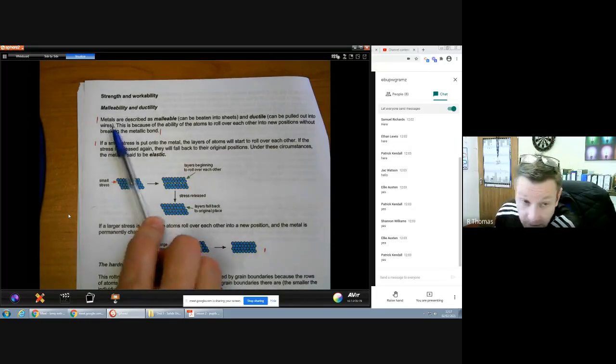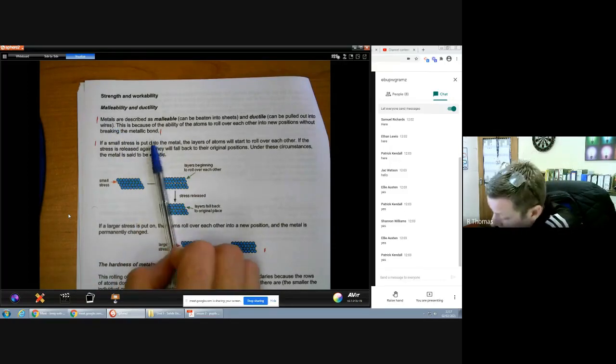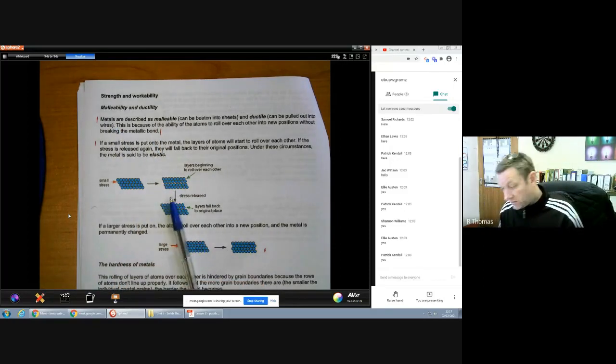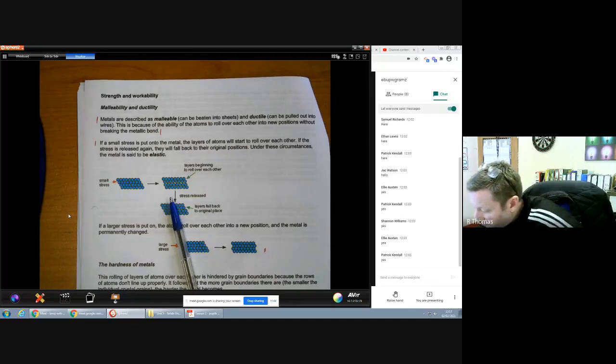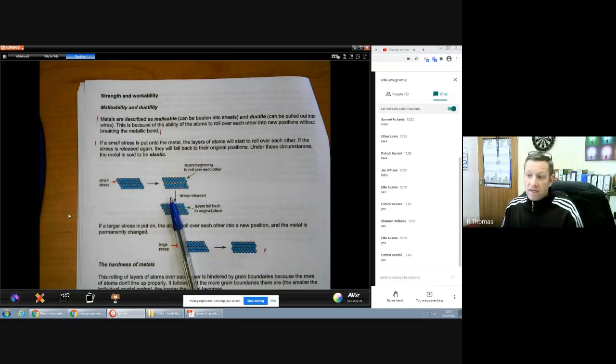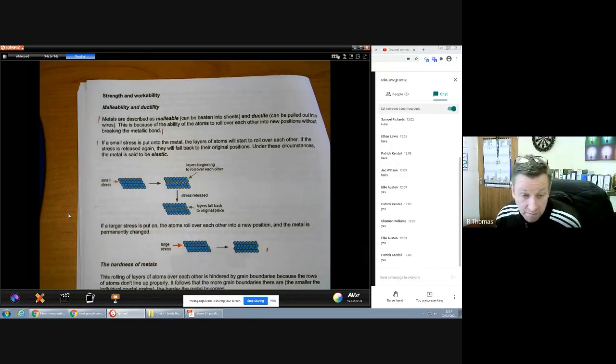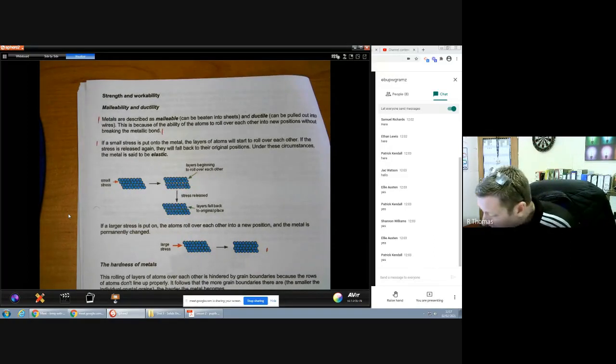So metals are essentially described as malleable, which means they can be, it says beaten, it's a bit extreme, they can be beaten into sheets. So they can be drawn out, thinned out, stretched, bent, all of those things before they break, okay? So malleable means that it can be bent and shaped, and ductile means it can be drawn out into a wire. Just learn that off by heart. Ductile means drawn out into a wire.